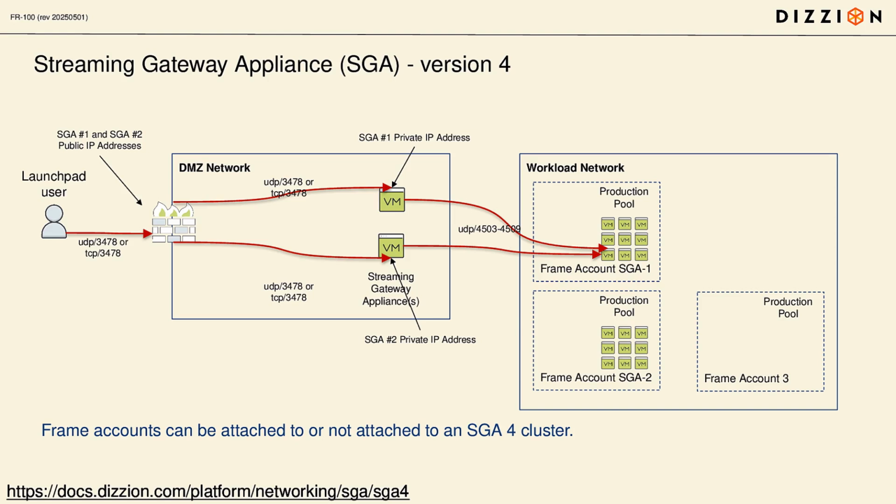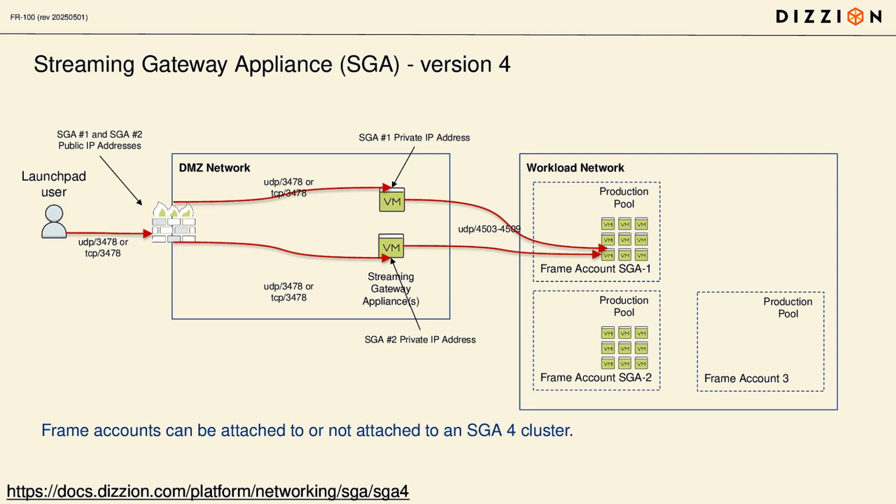To visualize how the SGA works, start with a Launchpad user attempting to connect to a workload desktop sitting behind a firewall in the cloud infrastructure. Rather than use public IPs or open a hole through the firewall directly to the infrastructure, instead a pair of SGAs is placed inside of a DMZ segment of the network. Typically, a private IP is assigned to each SGA with access to the workloads, and given a NAT mapping through the firewall to provide external access.